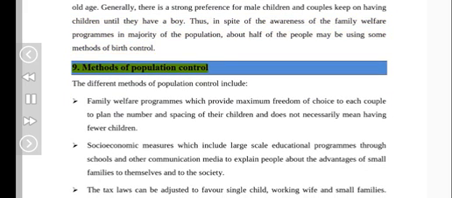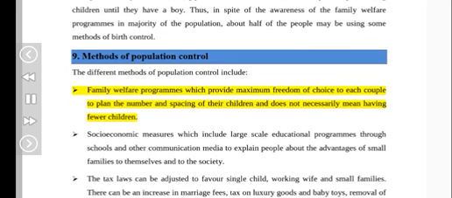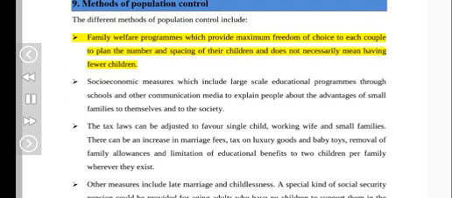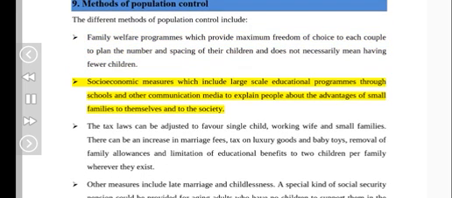9. Methods of population control. The different methods of population control include family welfare programs, which provide maximum freedom of choice to each couple to plan the number and spacing of their children and does not necessarily mean having fewer children. Socioeconomic measures include large-scale educational programs through schools and other communication media to explain to people the advantages of small families to themselves and to the society.